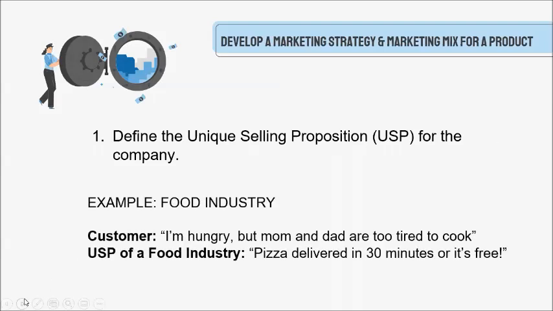Okay, so we have an example here of a unique selling proposition. If the customer would say, I am hungry, but mom and dad are too tired to cook. The USP of a food industry: pizza delivered in 30 minutes or it's free. Okay, so the first thing that you will notice is that their USP for this food industry is very catchy. Imagine if it will not be delivered in 30 minutes, it would be free. Madaling maalala ng tao. Some of the best slogans in the past have used different unique product qualities that no one would think were good selling points until it worked. Okay, so that is just some of the examples that I could give you.